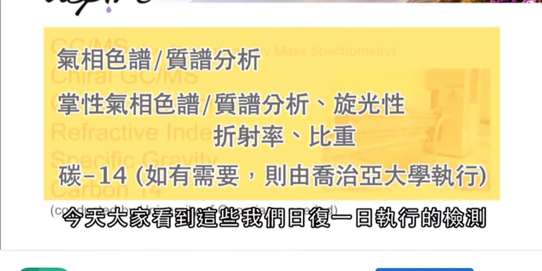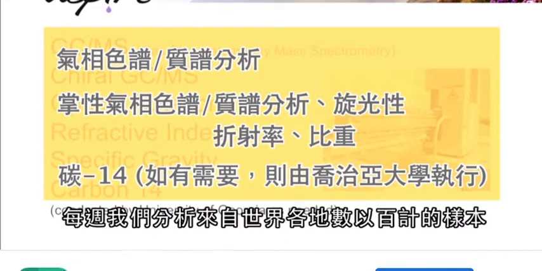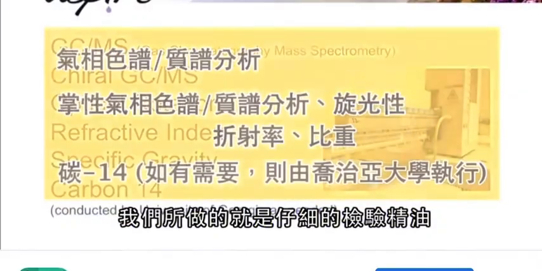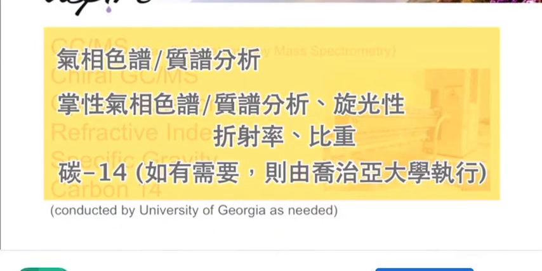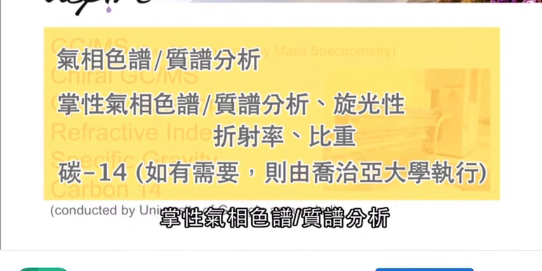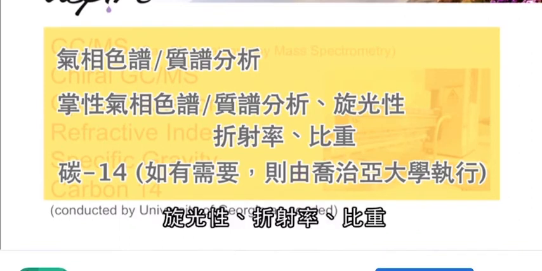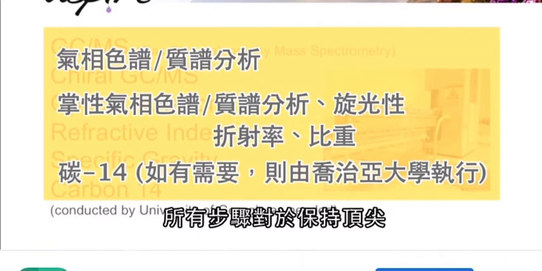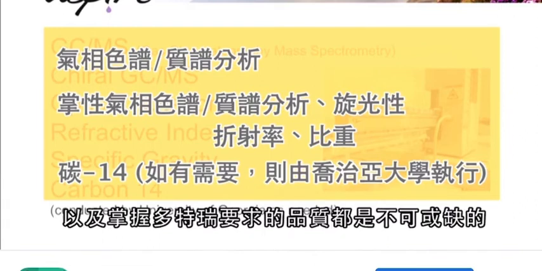So you see there, these are the typical tests we do daily. We analyze over 100 samples a week from companies all over the world. This is what we specialize in. That's all we do is look at essential oils. So through GCMS, chiral GCMS, optical rotation, refractive index, specific gravity, carbon-14 isotope test, all these things are necessary to stay on top and get the quality that dōTERRA desires.